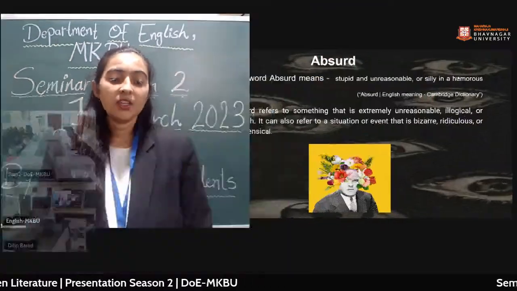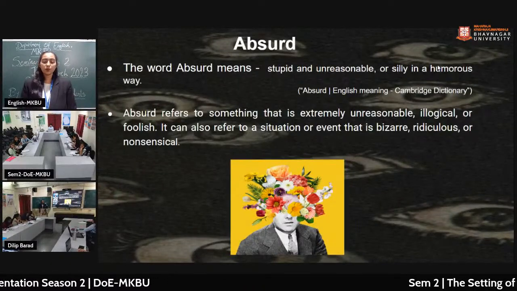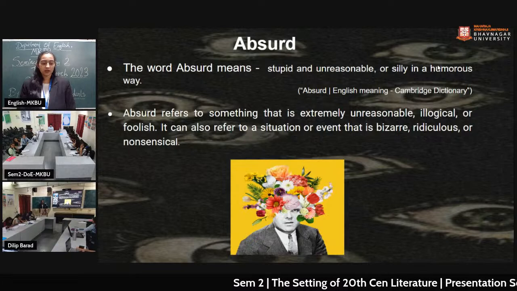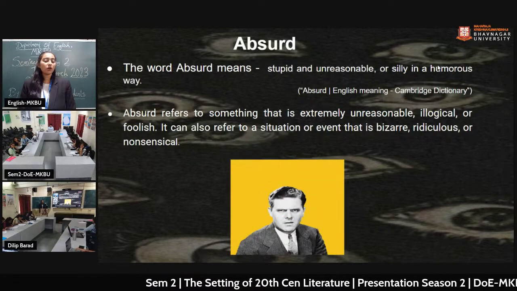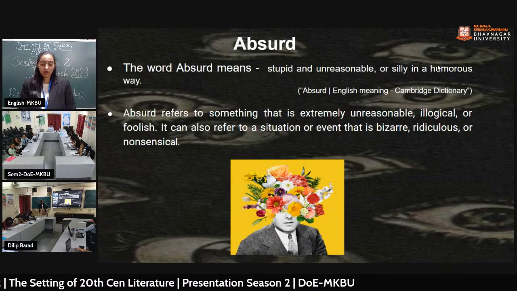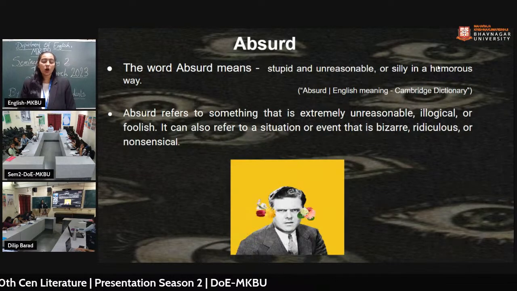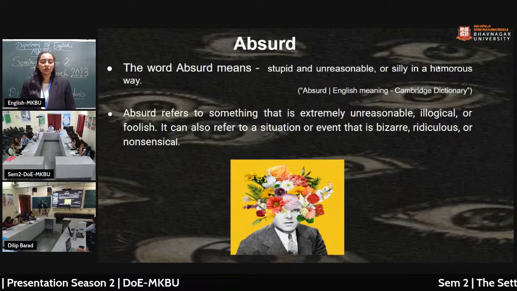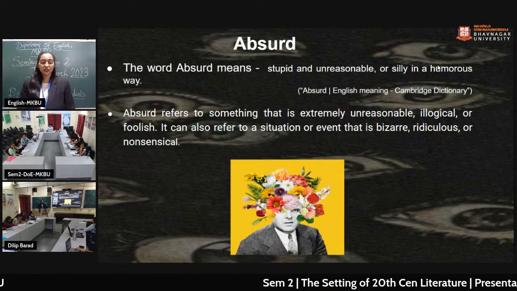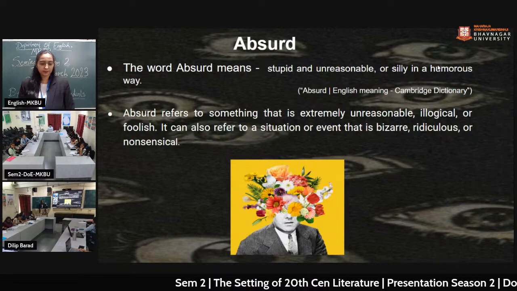Absurd. The word absurd means stupid and unreasonable, or silly in a humorous way. Absurd refers to something that is extremely unreasonable, illogical, or foolish. It can also refer to a situation or event that is bizarre, ridiculous, or nonsensical.